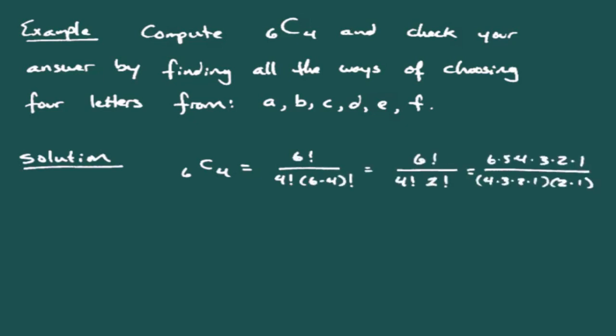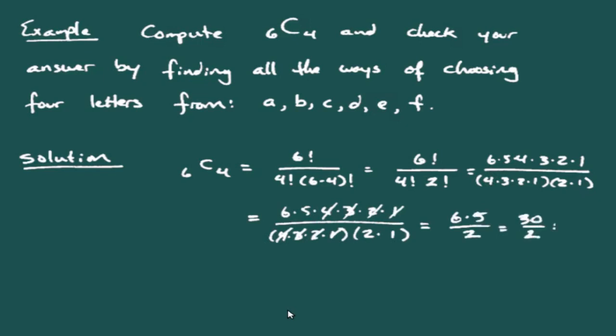So 6 choose 4, we've got a 6 factorial on the top, a 4 factorial in the denominator, and a 6 minus 4 factorial in the denominator. So we've got a 6 factorial divided by a 4 factorial times a 2 factorial, which if we did just write all of those numbers out, we can cancel our 4s, our 3s, our 2s, and our 1s, leaving us with 6 times 5 on top, a 2 on the bottom. 6 times 5 gives us 30 over 2, or 15 different ways of choosing 4 letters from the 6.